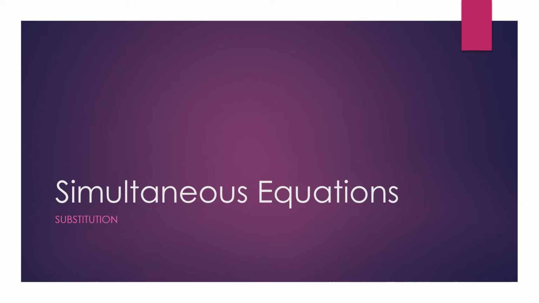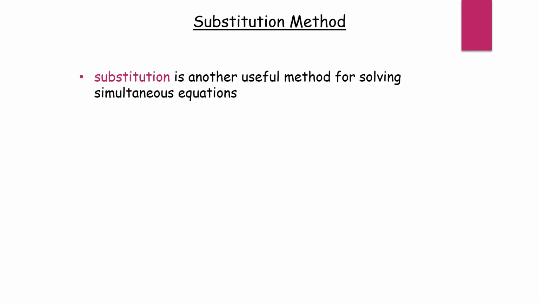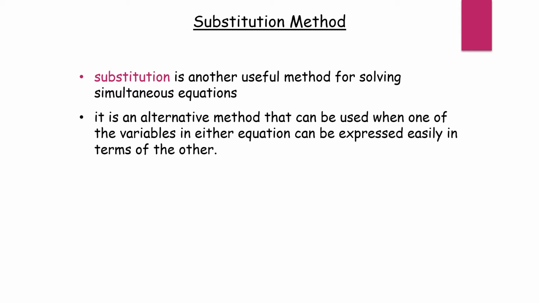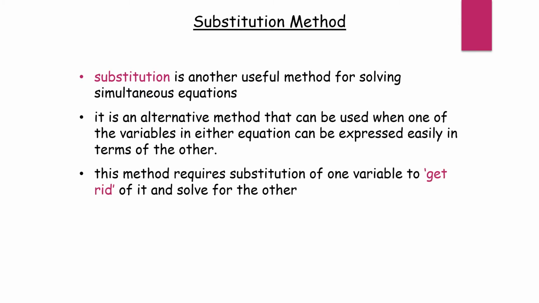So in this video, we're going to look at simultaneous equations using a different method. And this is the substitution method. Substitution is another useful method for solving simultaneous equations. It's an alternative method that can be used when one of the variables in either equation can be expressed easily in terms of the other. And this method requires substitution of one of those variables to get rid of it and solve for the other.